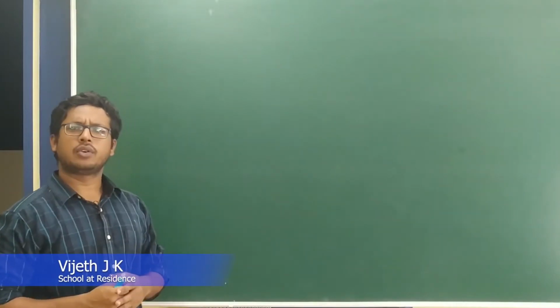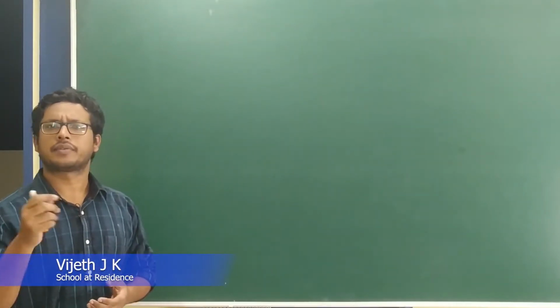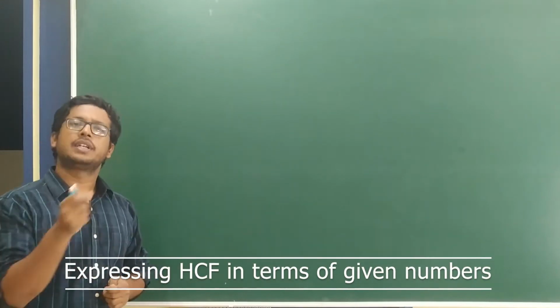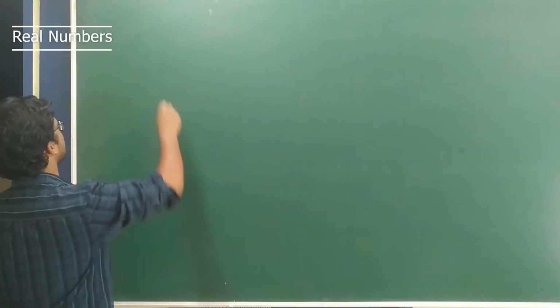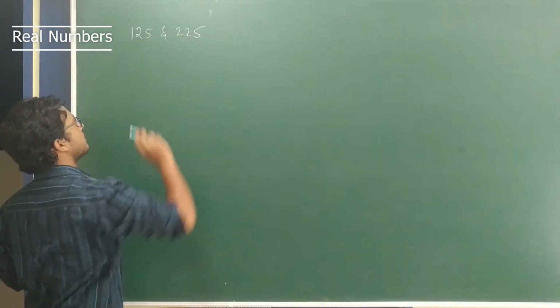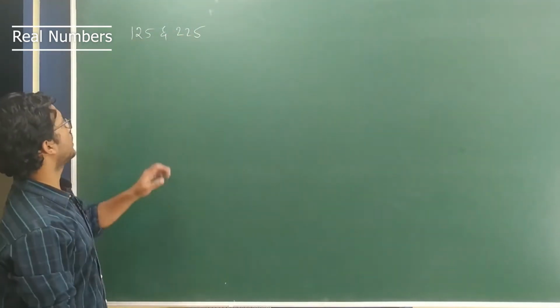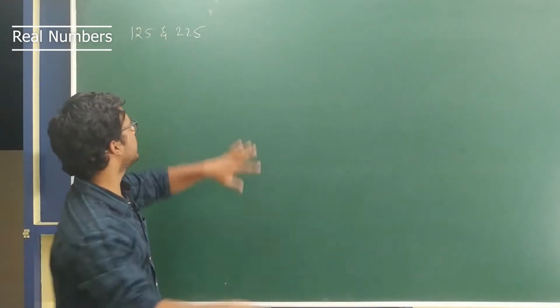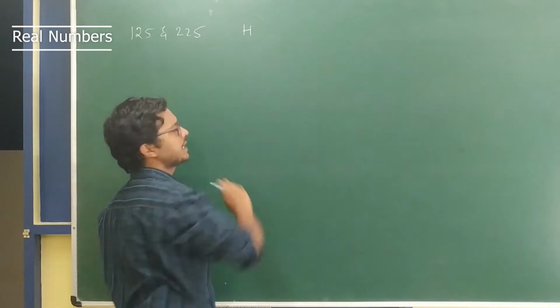In this video we are again going to see another example of finding HCF, and now we will express the HCF in terms of given numbers. Let's take the given numbers as 125 and 225. So these are the two given numbers. Let us find the HCF. Let's say I get some HCF and that HCF be H.